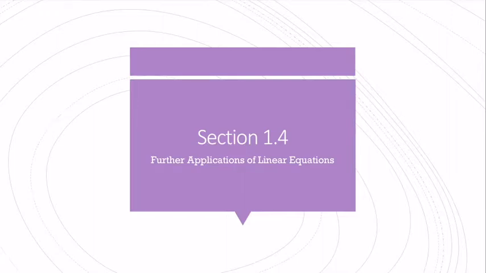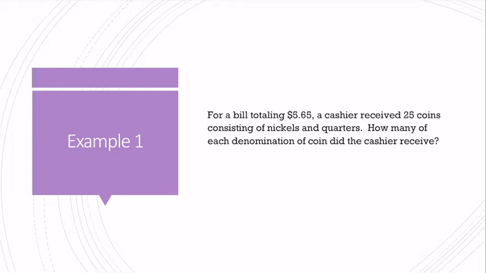So section 1.4 is just some further applications of linear equations. I'm going to go through a couple more examples, one involving geometry. Very exciting, I know. For a bill totaling $5.65, a cashier received 25 coins consisting of nickels and quarters.